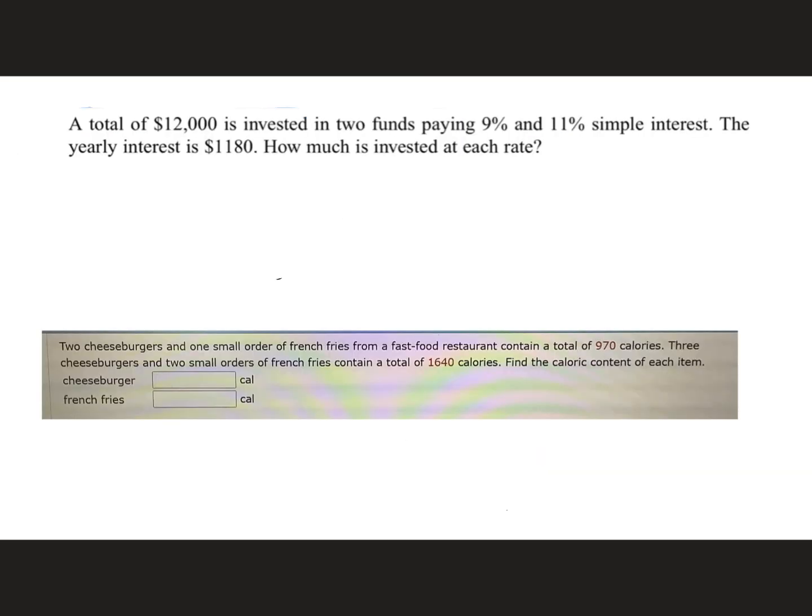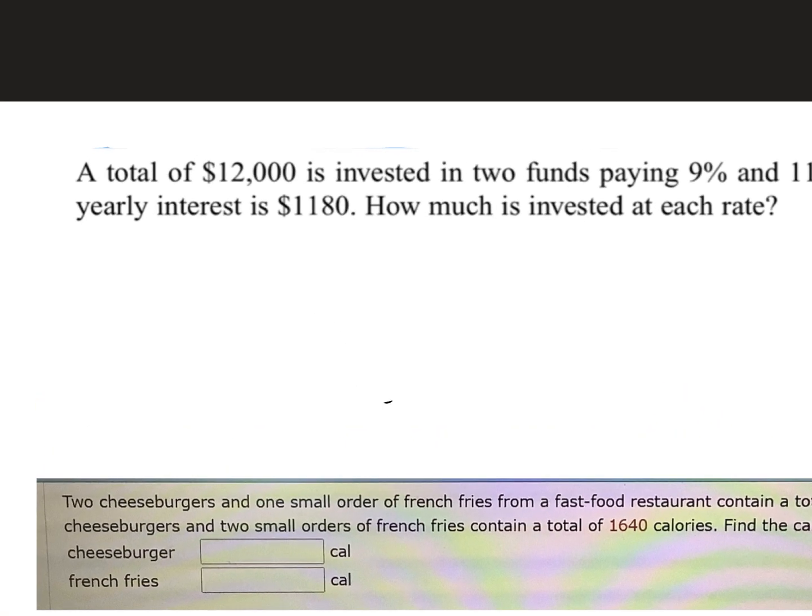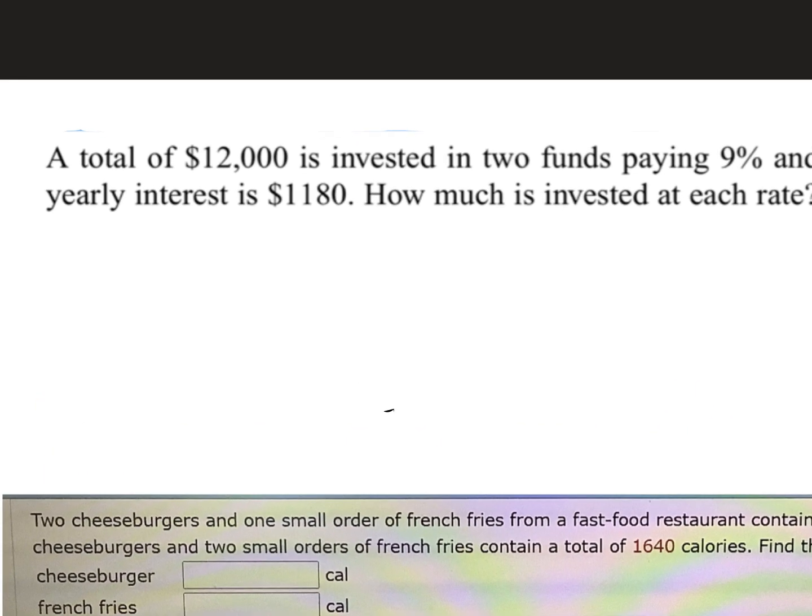Now we're going to look at some word problems. For this one, we have a total of $12,000 that's invested into two funds paying 9% and 11% simple interest. The yearly interest is $1,180. How much is invested at each rate? So we have one equation that we can work with: one of the accounts being x, the other being y, and that equaling the 12,000.